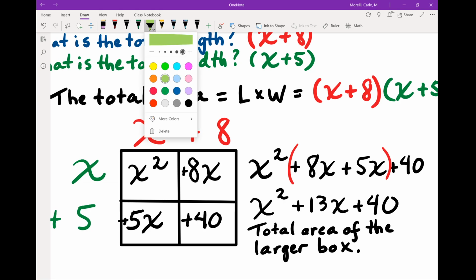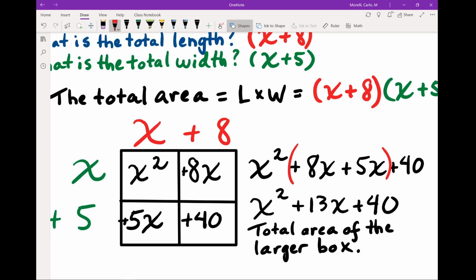Okay, so we're gonna put that in a box here because that's not the answer. We only solved an area for one box. Now we're gonna solve an area for the other one, and then we're gonna subtract the two areas, and that'll be the difference. That'll be the area of the shaded region.